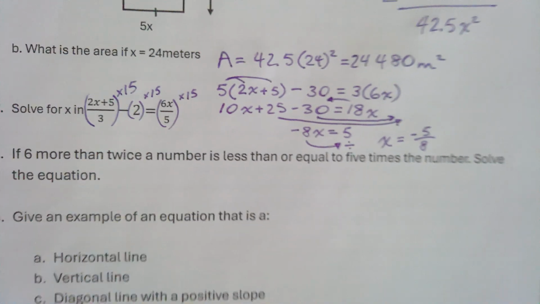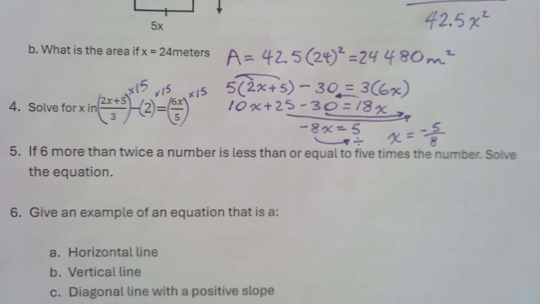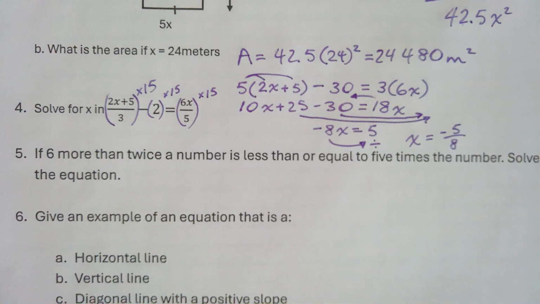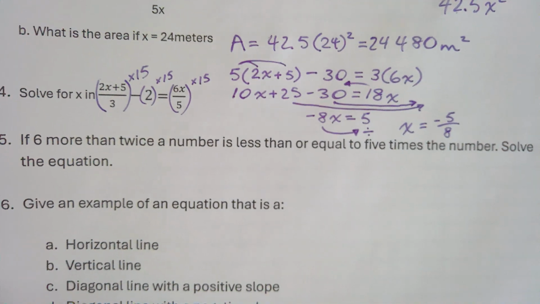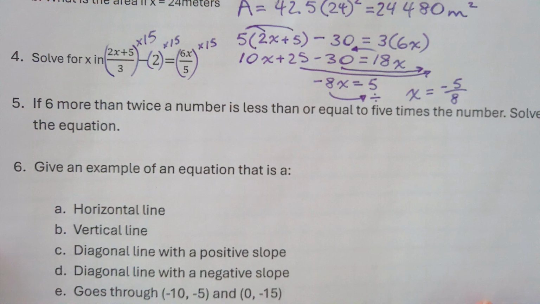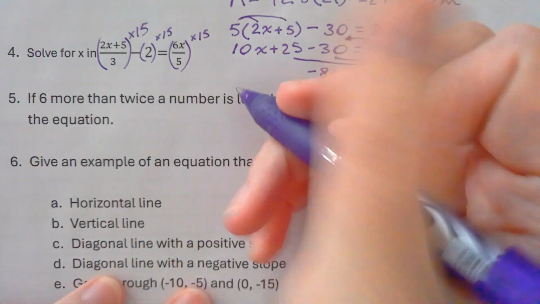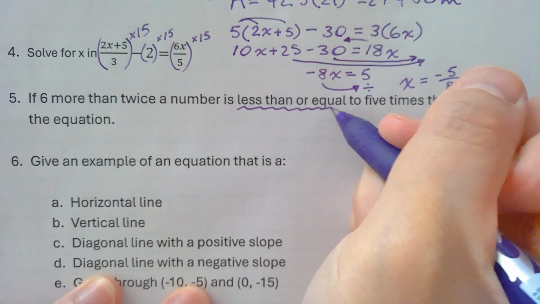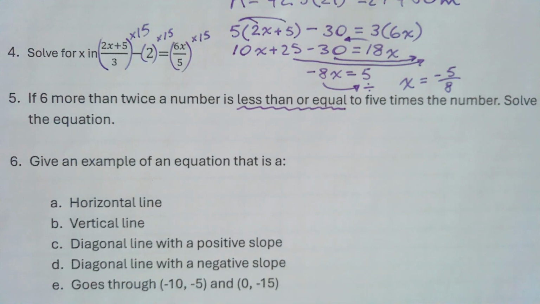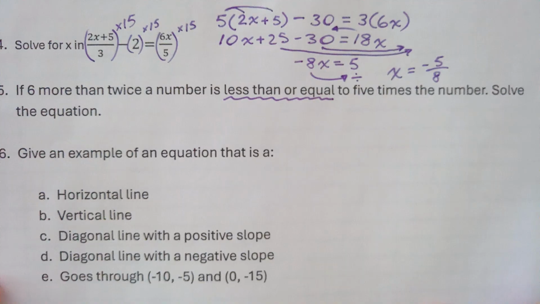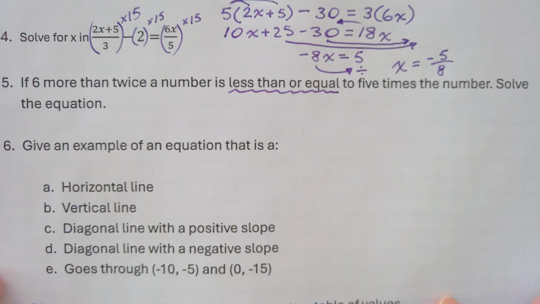Okay. Number 5, word problem. If 6 more than twice the number is less than or equal to 5 times the number, solve the equation. So the fact that you have a less than or equal, we're talking about the inequality. Okay, so those of you who are really good with English.